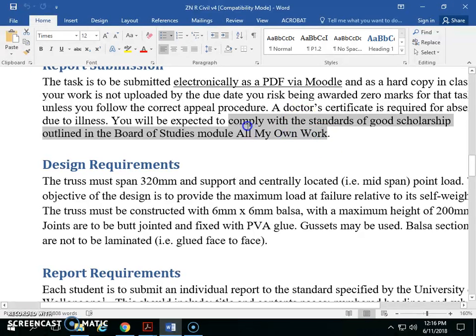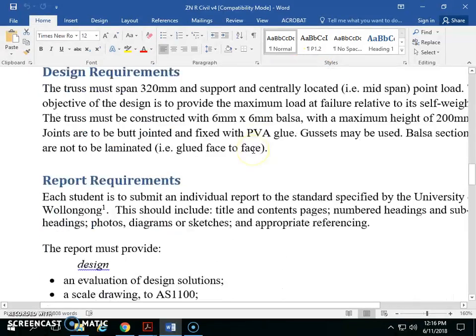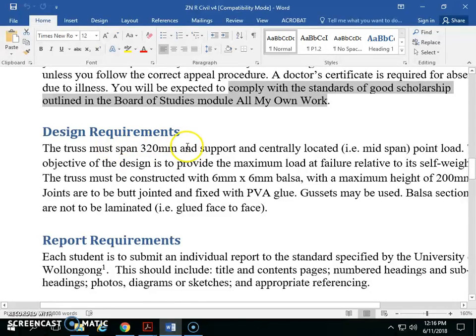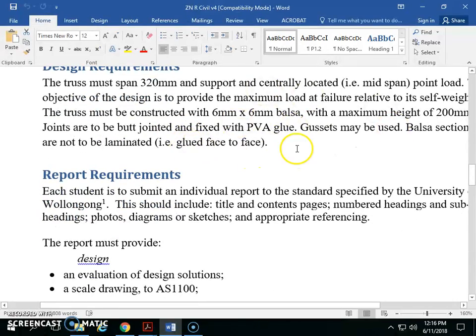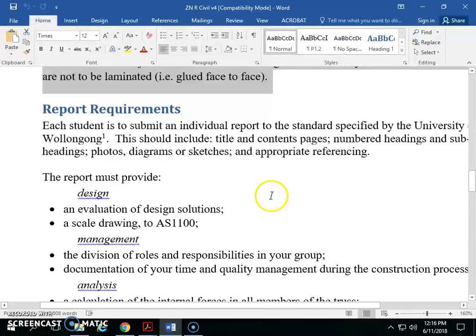Okay, so we've talked about this, but it needs to be uploaded to Moodle. It needs to be all your own work, doctor's certificate. Just know that there are doctors who will come to you, and it's hard to know if you're going to be sick. Design requirements, okay, that might change because we're going to be making our one slightly differently.